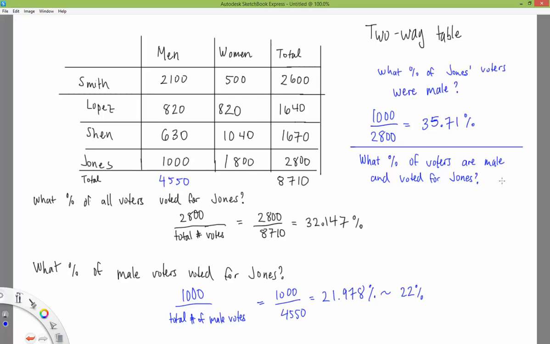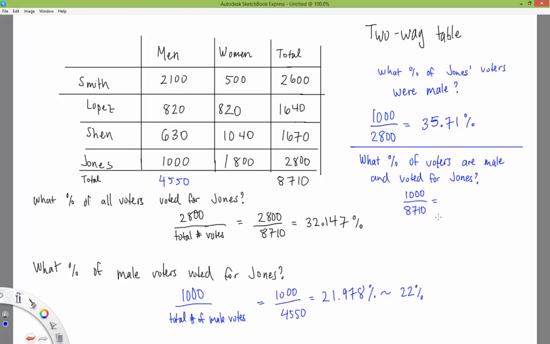So what would the fraction be here? What percentage of voters, so now we're looking at all the voters, how many of those are male and voted for Jones? We're still looking at these 1,000 people here, divided by 8,710, okay? So the bottom question down here, what percentage of male voters voted for Jones?